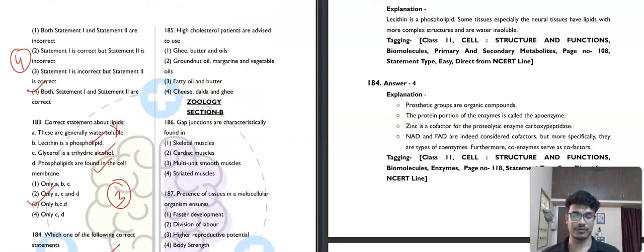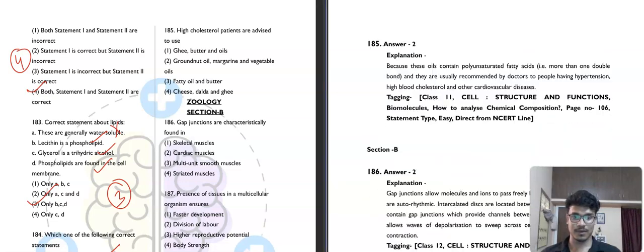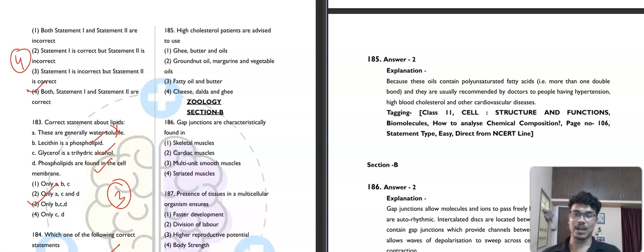Here question number 185. It is saying that high cholesterol patients are advised to use ghee, butter and oil. Oh my god, no. Groundnut oil, margarine and vegetable oils. Okay, so high cholesterol patients are advised to use groundnut oil, margarine and vegetable oil because these oils contain polyunsaturated fatty acids, with more than one double bond, and they are usually recommended by doctors to people having hypertension, high blood cholesterol or other cardiovascular diseases. These are all not correct. And if you are eating ghee and you have high cholesterol, you don't know what will happen. Then question number 186.